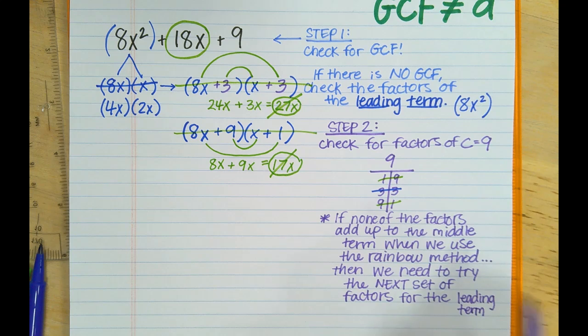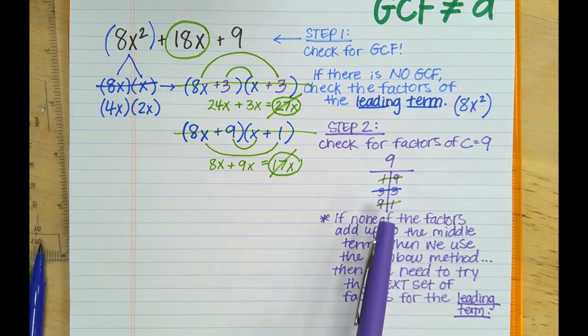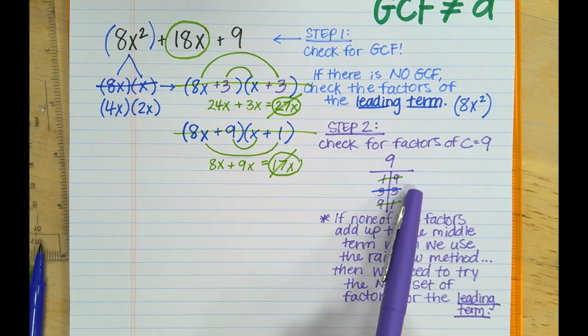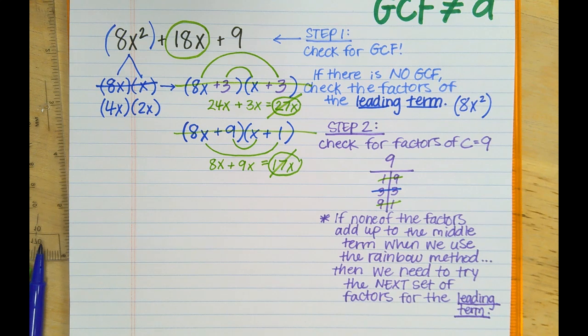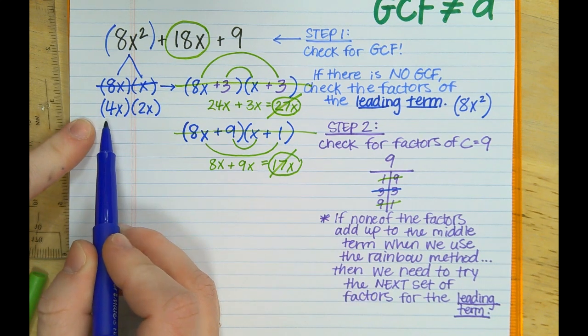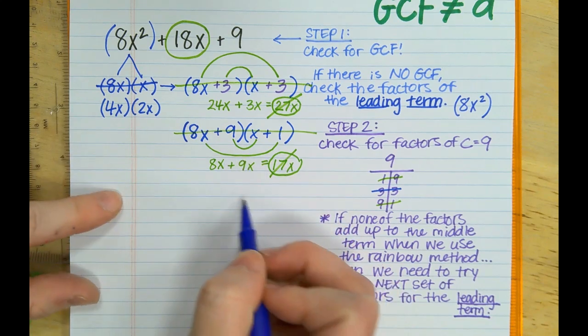And sorry guys, this is a little bit wordy. I'm not quite sure what the best way to abbreviate this step would be, but here's kind of an explanation of why we're not using 8x and x anymore. We exhausted all of our options. We tried plugging in all our factors of c with 8x and x as the beginning of our parentheses, but none of them worked. So we have to move on. We have to try something different. Okay. So since we know those aren't going to work, our next option is to try 4x and 2x and see if that will give us what we want.